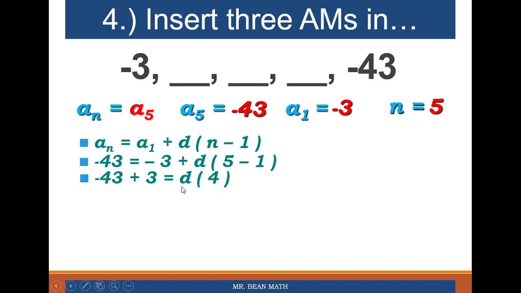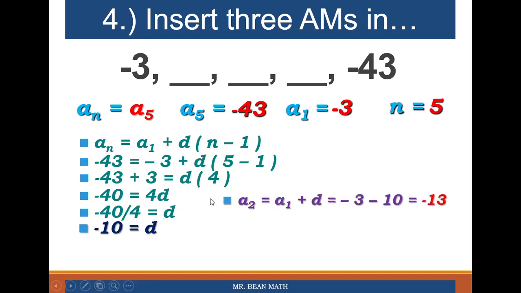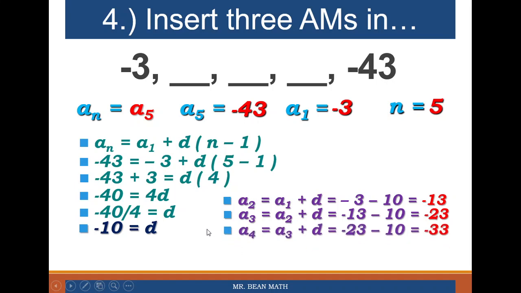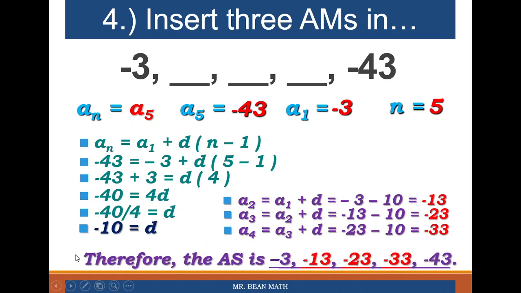Negative 43 plus 3 equals d times 4. Negative 40 equals 4d. Negative 40 divided by 4 equals d. And negative 10 equals d. Hence, a sub 2 equals a sub 1 plus d equals negative 3 minus 10 equals negative 13. A sub 3 equals a sub 2 plus d equals negative 13 minus 10 equals negative 23. A sub 4 equals a sub 3 plus d equals negative 23 minus 10 equals negative 33. Therefore, the 3 AMs between negative 3 and negative 43 are negative 13, negative 23, and negative 33.